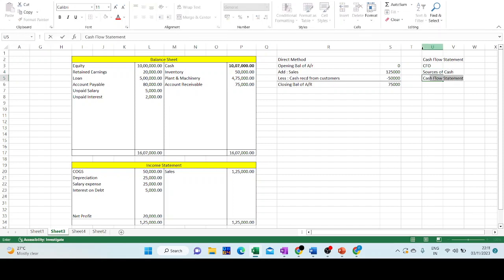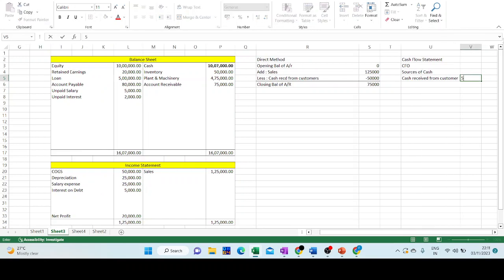cash received from. संकोच शिवाशीष कोई डाउट तो नहीं आ रहा है? No, sir. No, sir. सब समझ में आ रहा है कि नहीं? Yes, sir.